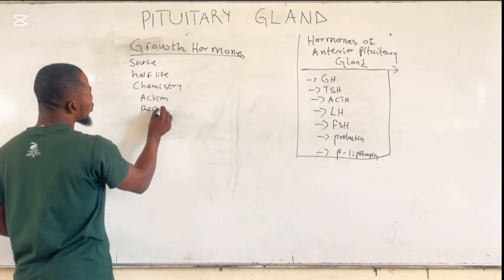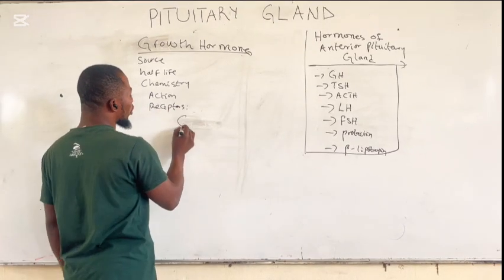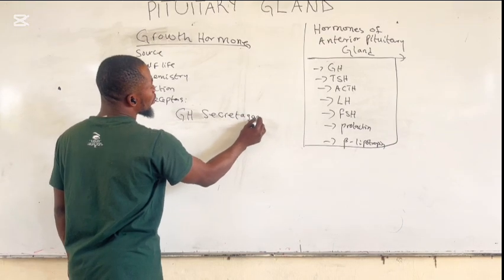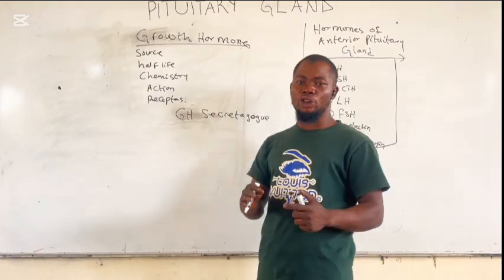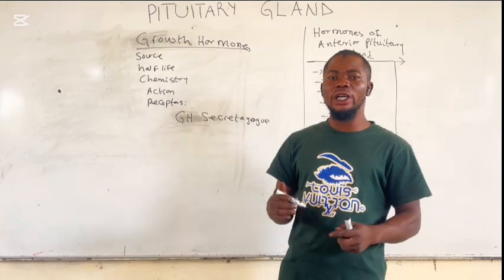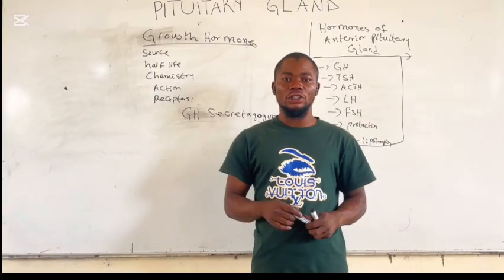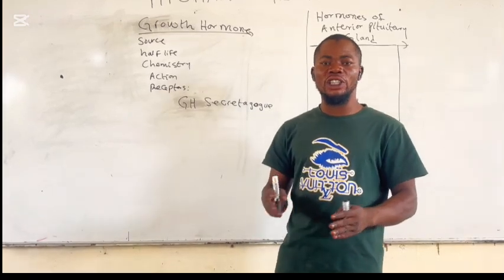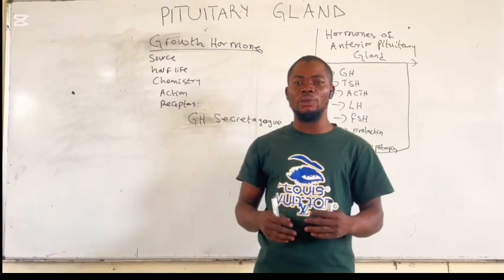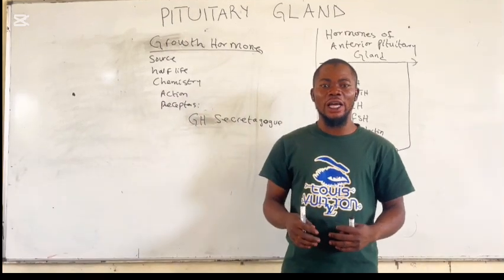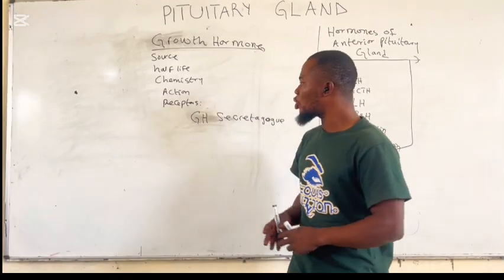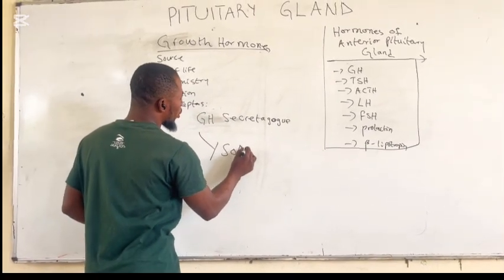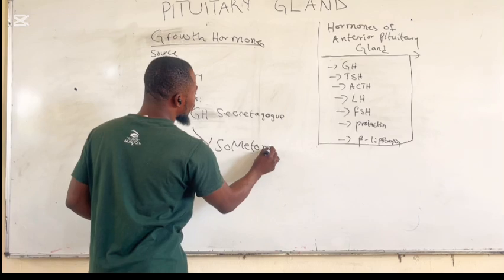receptors of growth hormone. Receptors of growth hormone are what we call growth hormone secretagogue receptors. These receptors are present in numerous cells, but majorly situated in the liver cells. In the liver cells, growth hormone will come and bind to the receptor to form a hormone receptor complex. This hormone receptor complex will activate intracellular enzymes, which will lead to the release of another substance called somatomedin.